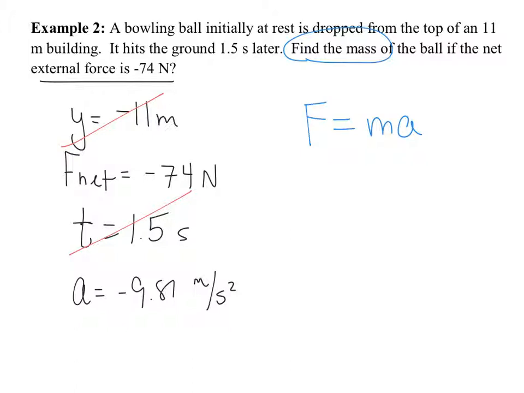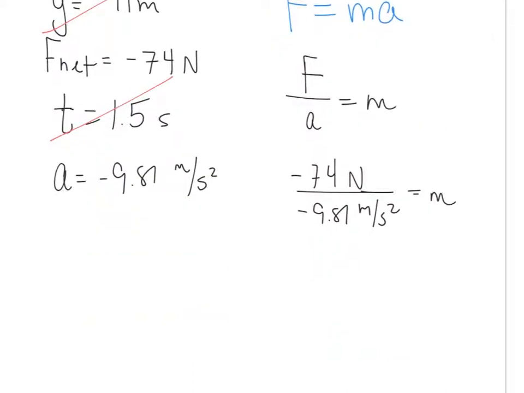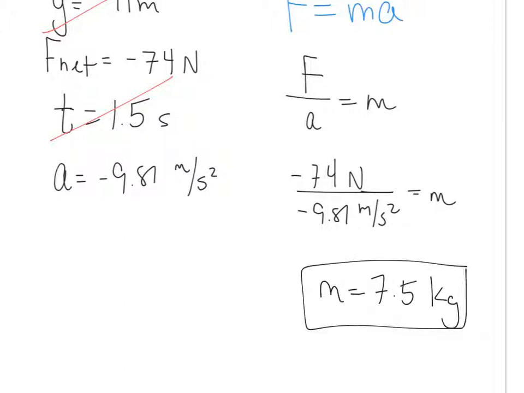So let's go ahead and figure out what the mass is. We divide by a on both sides, giving us negative 74 newtons over negative 9.81 meters per second squared. That yields a mass value of 7.5 kilograms. Remember that our fundamental unit in this class for mass is kilograms, because a newton is a kilogram meter per second squared.